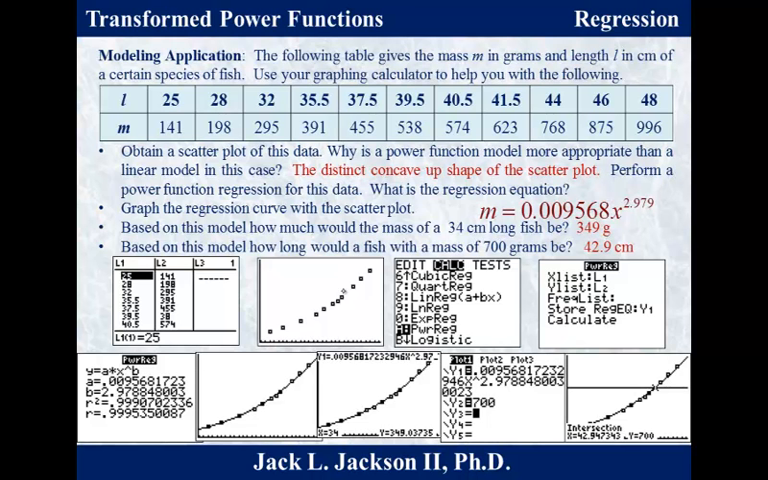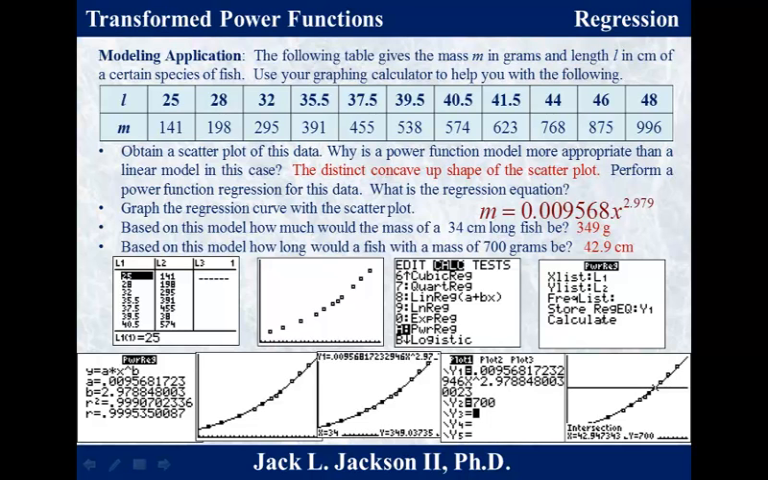So then we go to STAT, right arrow to CALC, and we go down and see PwrReg, power regression, which is actually A. And then we enter it in. If you have the older operating system, it'll be PwrReg L1, comma L2, comma Y1. If you have the newer operating system, it looks like this screen here, which will say Xlist, and you tell it L1, Ylist is L2. Frequency list, just leave it blank. And RegEQ, store in Y1, and then put your cursor on Calculate, hit enter.